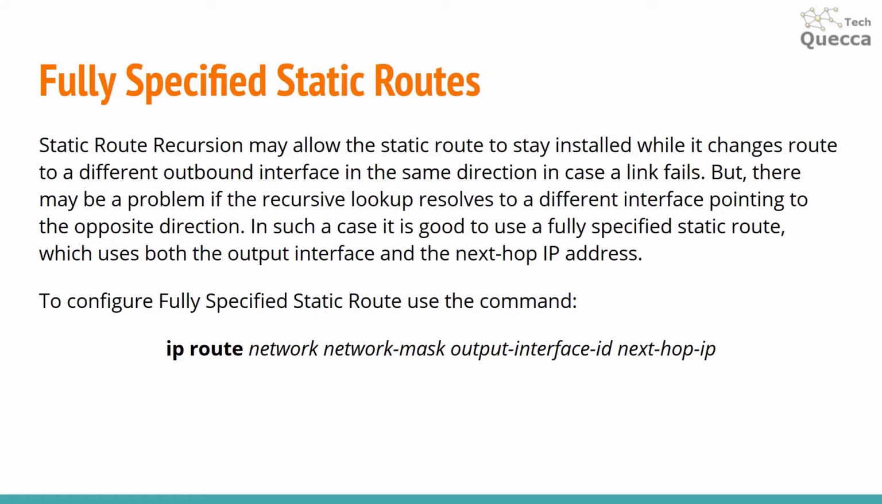Static route recursion may allow the static route to stay installed while it changes route to a different outbound interface in the same direction in case a link fails. But there may be a problem if the recursive lookup resolves to a different interface pointing in the opposite direction. In such a case, it is good to use a fully specified static route, which uses both the output interface and the next hop IP address. To configure a fully specified static route, use the command ip route, network, network mask, output interface ID and next hop IP address.